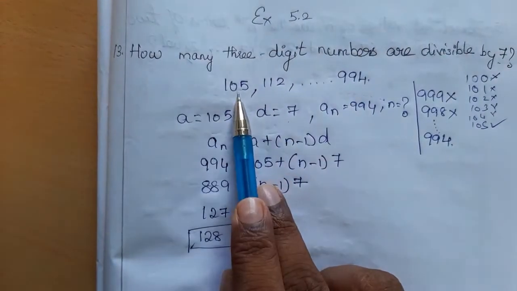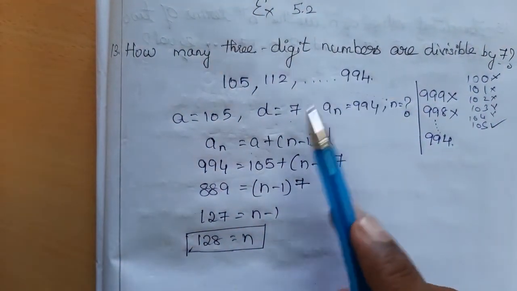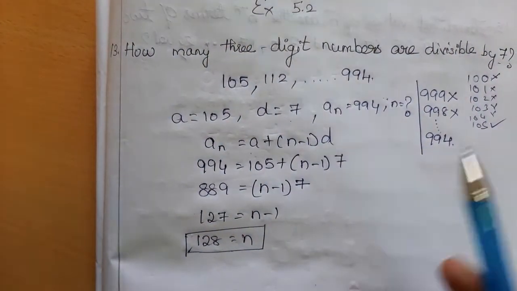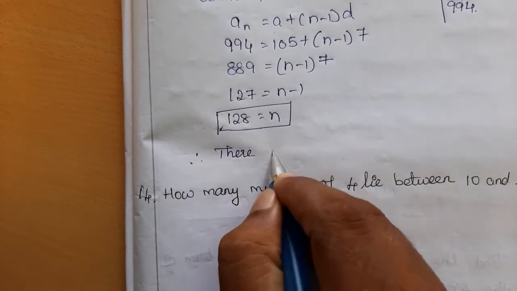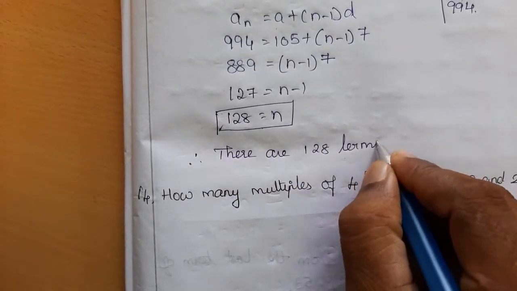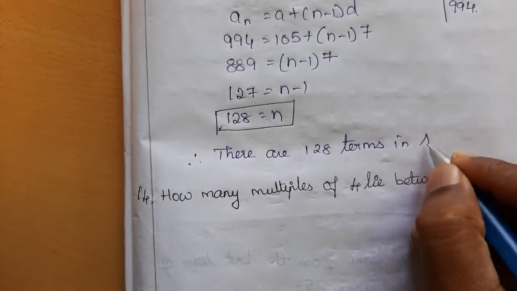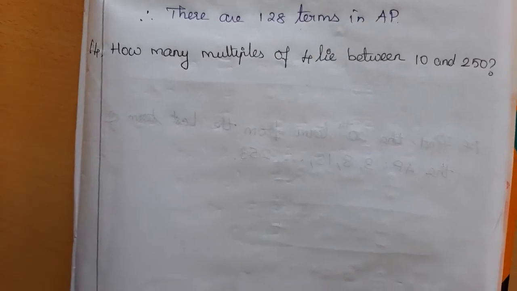We consider this the first term and this the second term, and the last term is the total number of terms. That is the 128th term. So therefore there are 128 terms in the given AP, right? Next we'll go, it's similar.